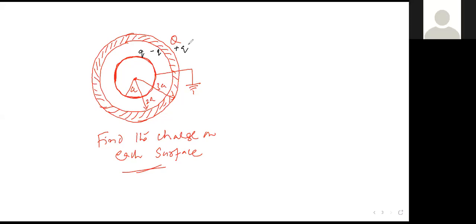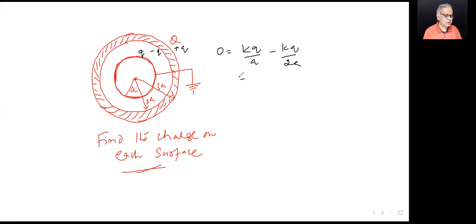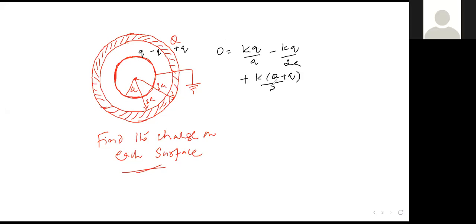Yes. That's why the thickness of the shell is considered. The radii are different. Do you follow now? Yes, sir. Now write the potential on the inner one quickly. Potential due to this, potential due to this, potential due to that. 0 equals KQ by A minus KQ by 2A plus K into Q plus Q by 3A.